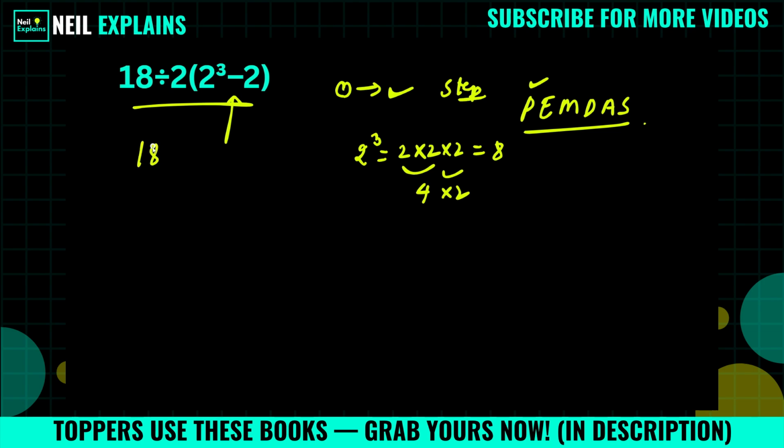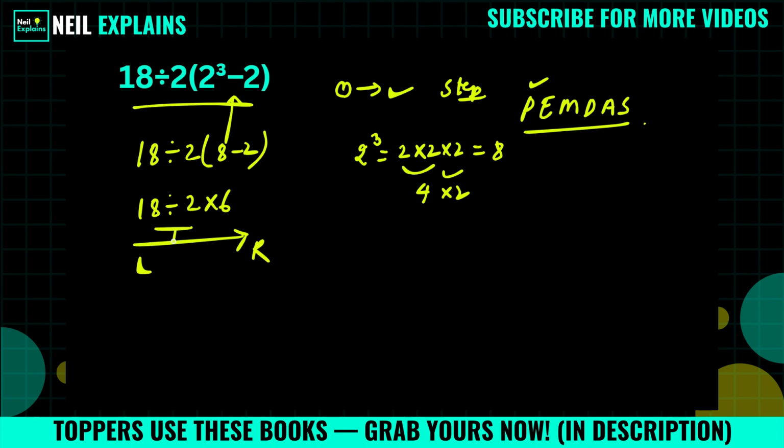So we will write 18 divided by 2, 8 minus 2, that is 16. As we know, division and multiplication have the same priority, and in that case we will solve from left to right. So first we will solve this part: 18 divided by 2, that is 9, into 6, which equals 9 times 6, that is equal to 54. So here 54 will be the right answer.